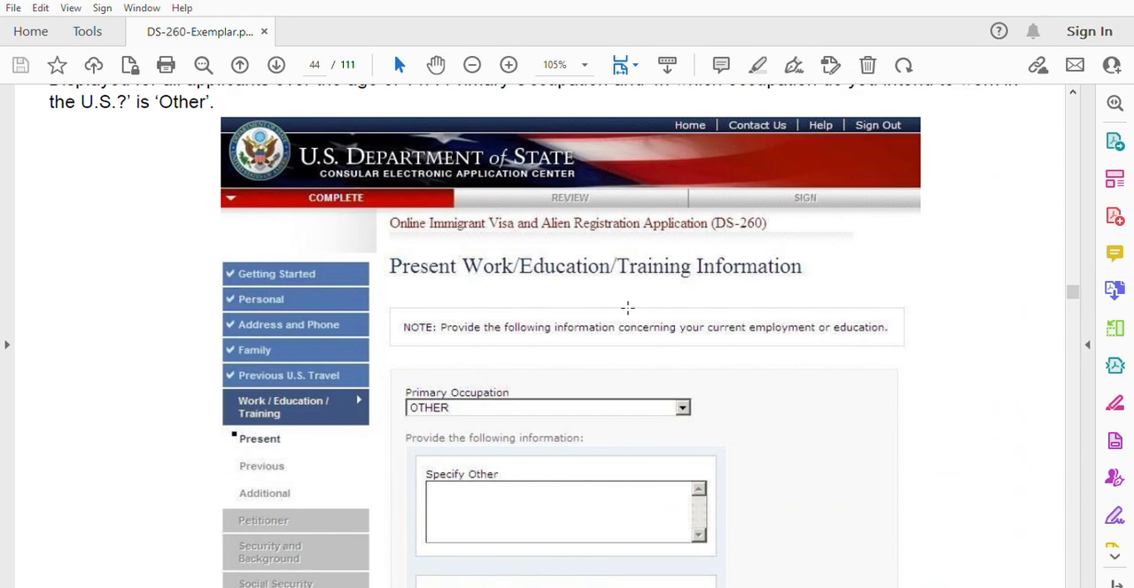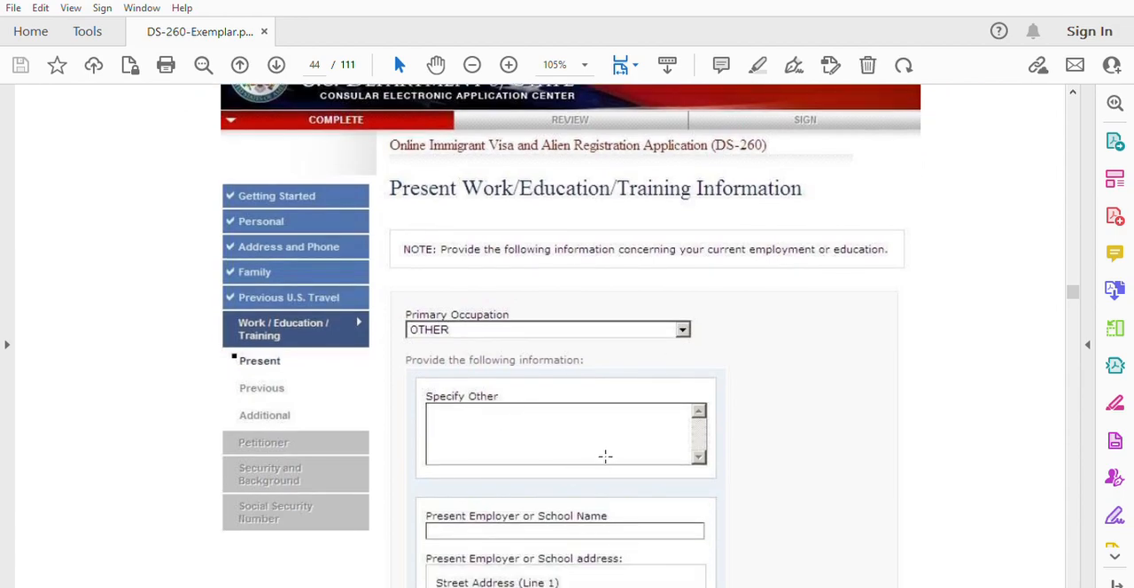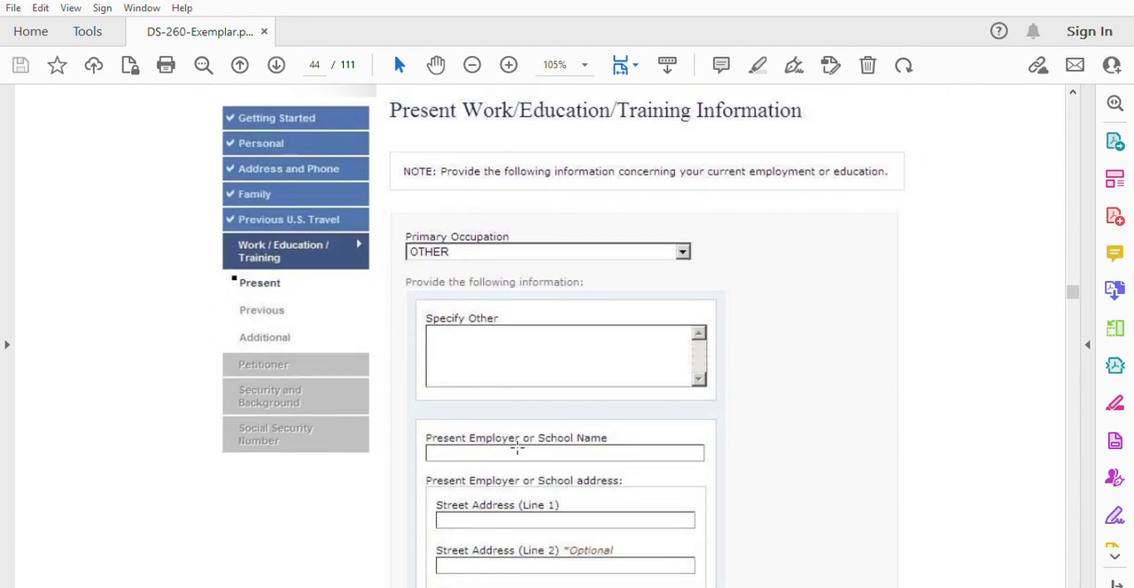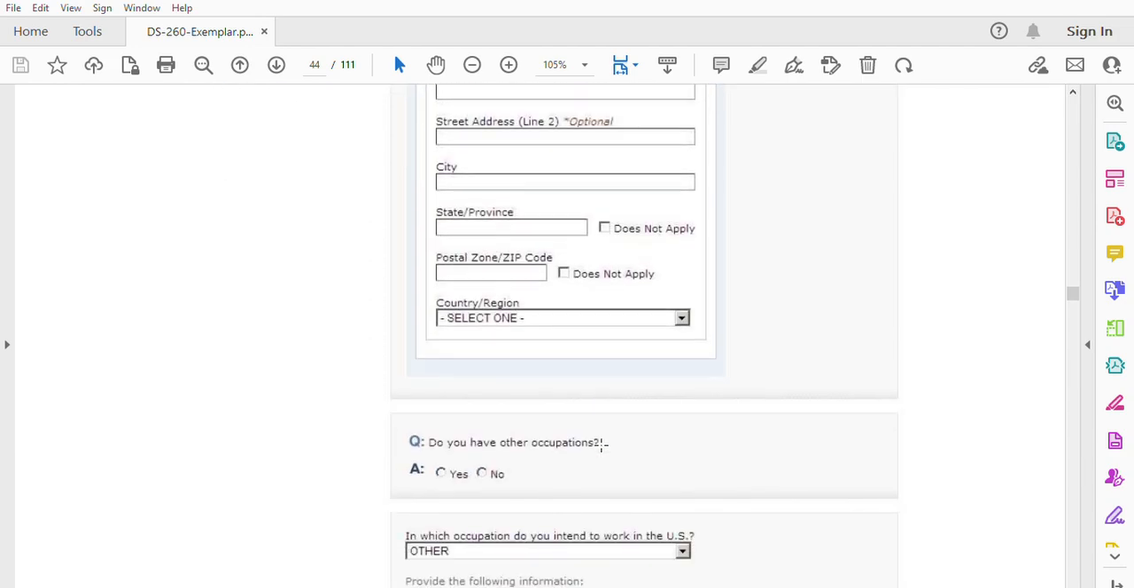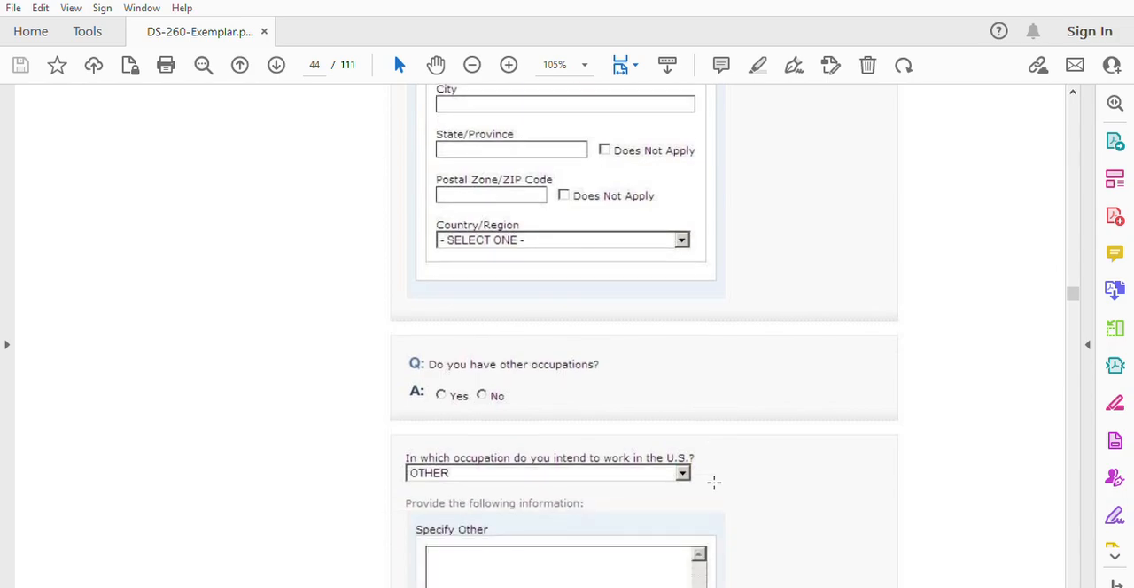Present work, we're still talking about the present work, education, training information. Primary occupation, specify present employer or school name if you have any education. This is what we're going to answer right here. Do we have another occupation? It depends on your answer. If you say yes, you're going to answer again. If you say no, you're going to go to the next page.